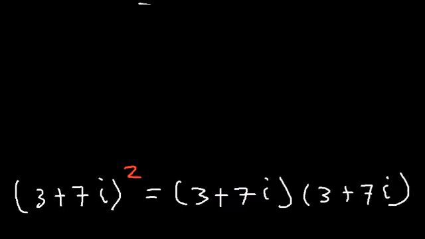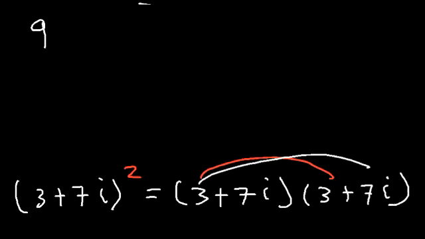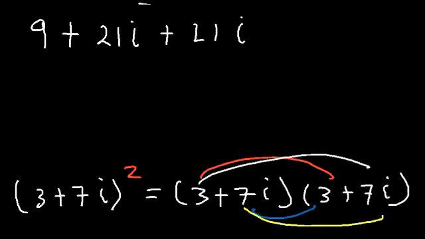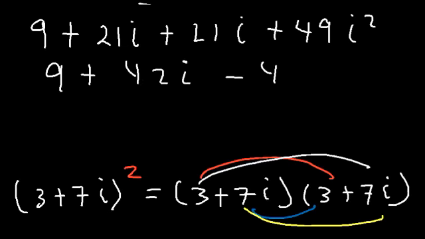Now for the example below, we need to FOIL. 3 times 3 is 9. 3 times 7i is, I messed up there, 3 times 7 is not 63. 3 times 7 is 21. And we're going to get another 21i. And finally, 7i times 7i is 49i squared. So we have 9 plus 42i minus 49. 9 minus 49 is negative 40.